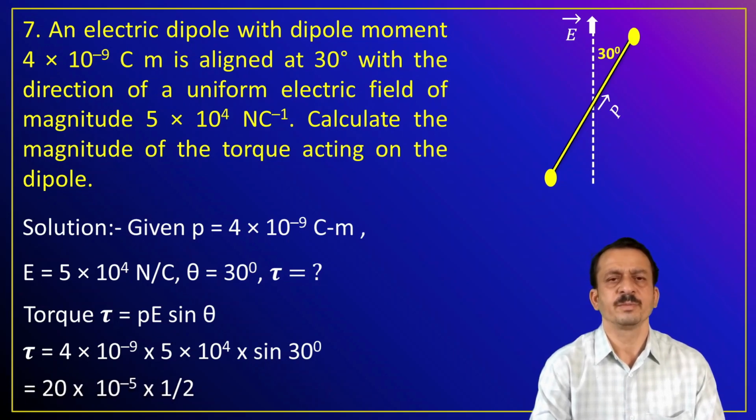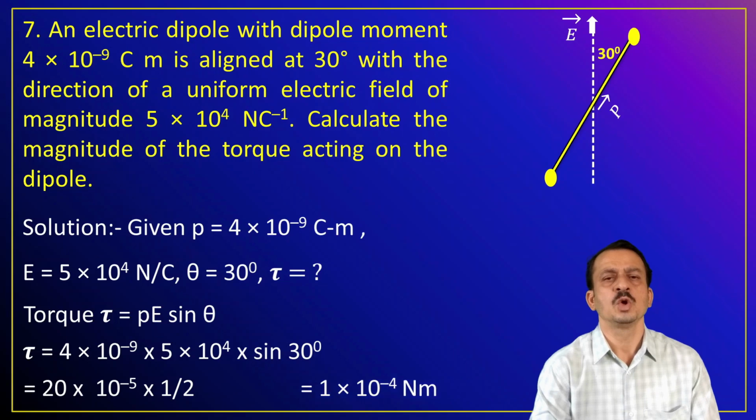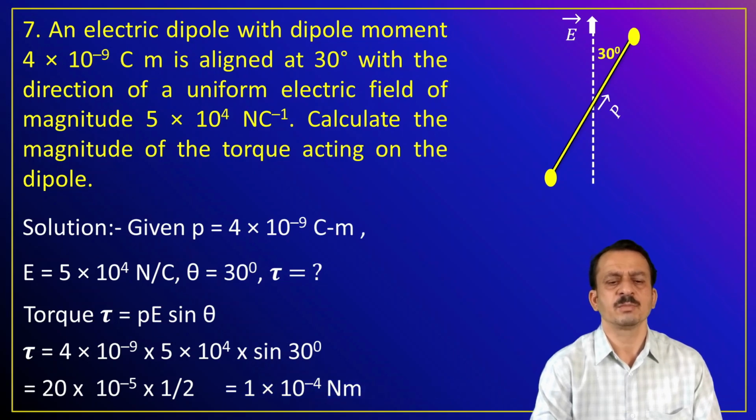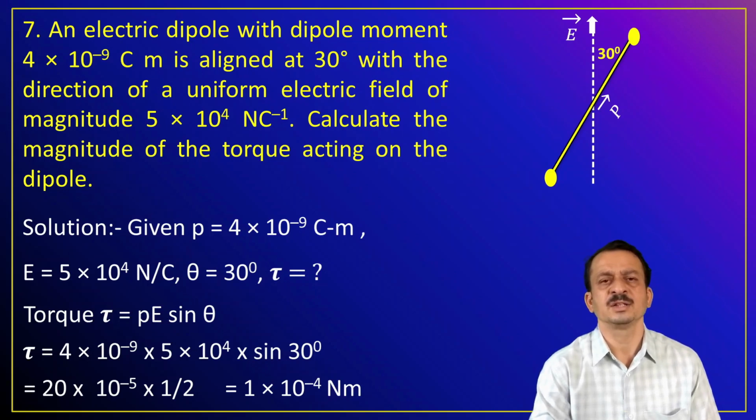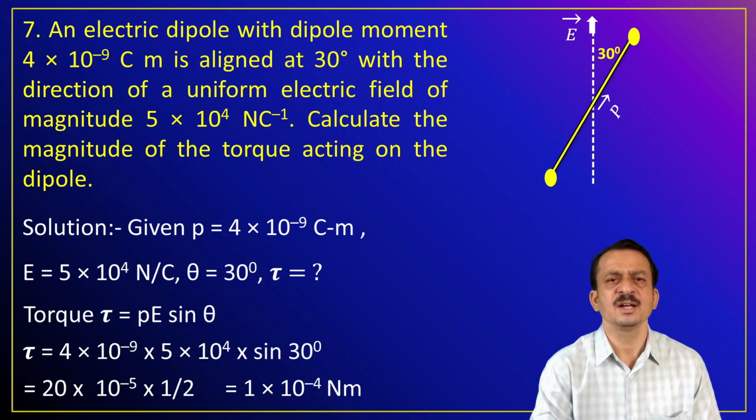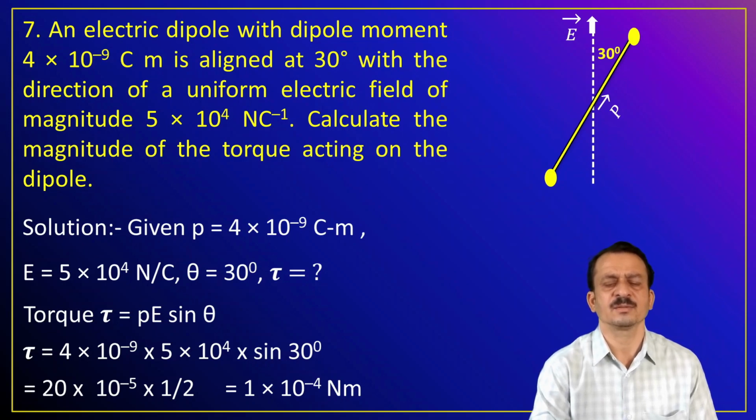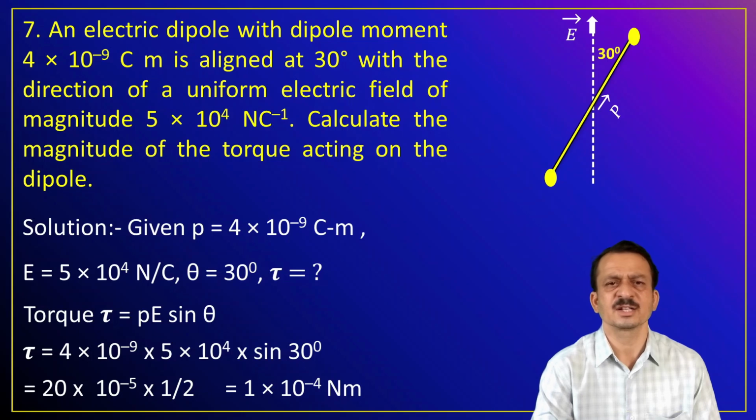Okay. Now simplification leads to scientific notation 1 into 10 raised to minus 4 Newton meter. SI unit of torque is Newton meter. Now what is the direction of torque? It is perpendicular to the plane containing the dipole moment vector and the electric field vector. The direction is given by, once again, the right hand rule that we know. So we move on to the next problem.